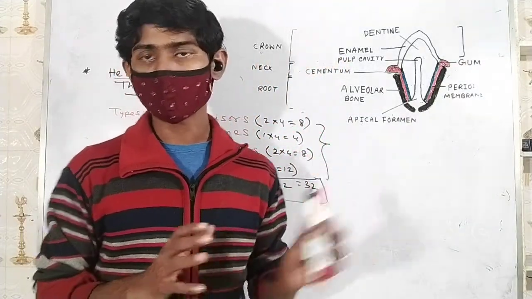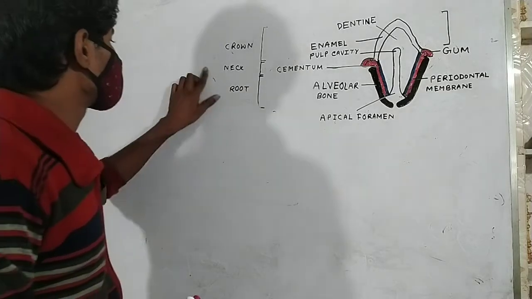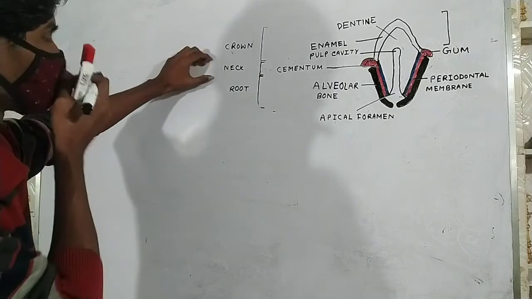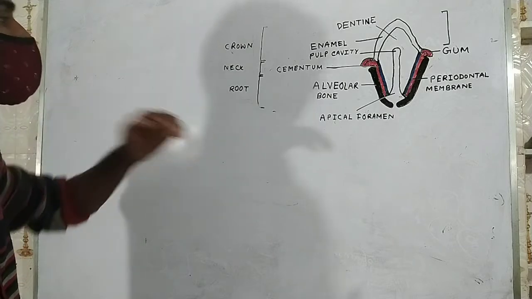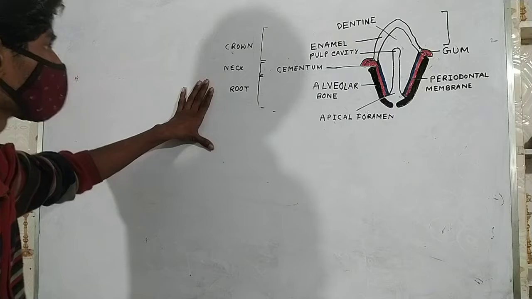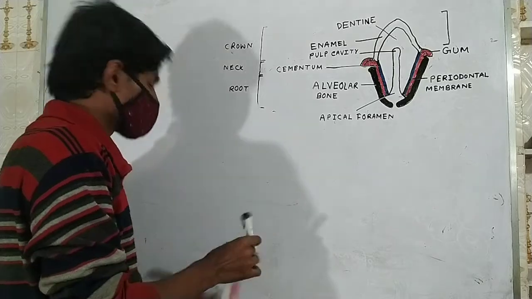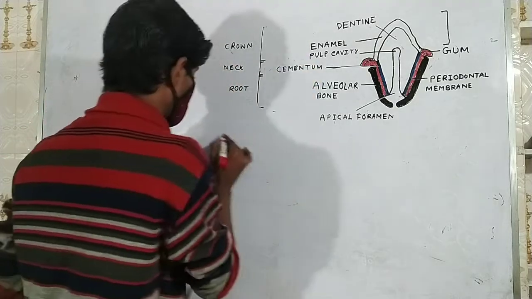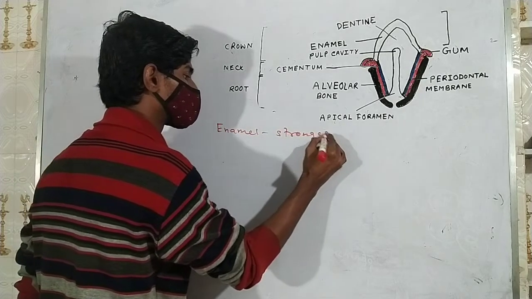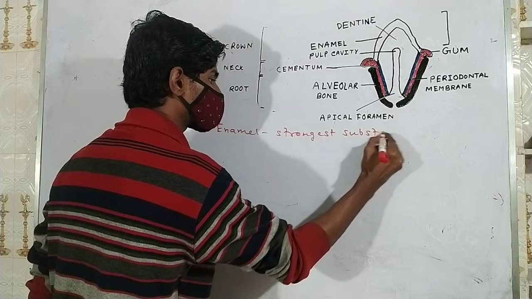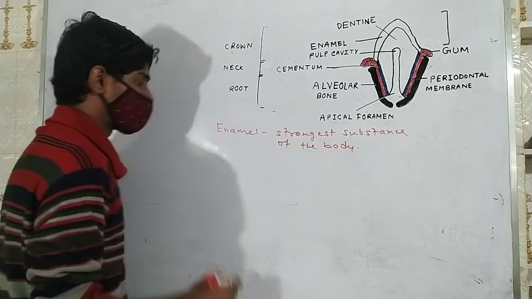Now let's talk about the anatomy. You can see that the tooth can be divided into 3 parts. The uppermost part is called the crown, the middle part is called the neck, which is covered by the gum, and the part below the gum is called the root. The crown is covered by enamel, which is the strongest substance of the body. Now the question arises, why?